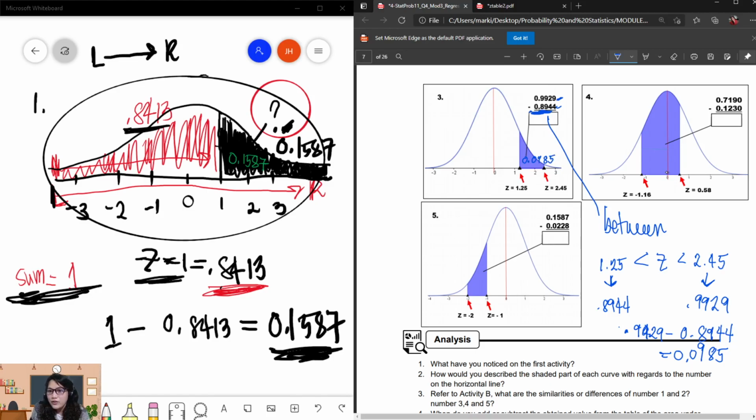The same procedure applies. You need to get first the area of this one and the area of this one, because the direction is from left to right. If you get the area of this one, the given area is from this up to that, left to right. And the same thing for this shaded part.